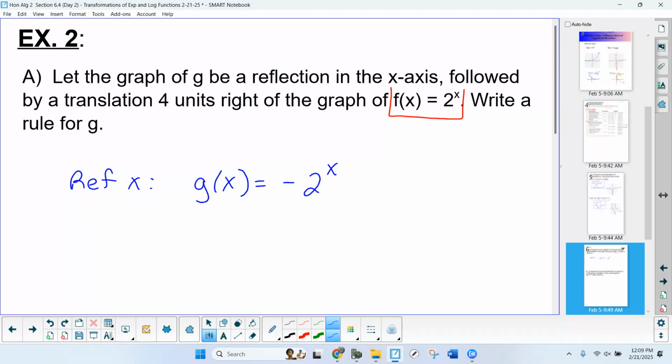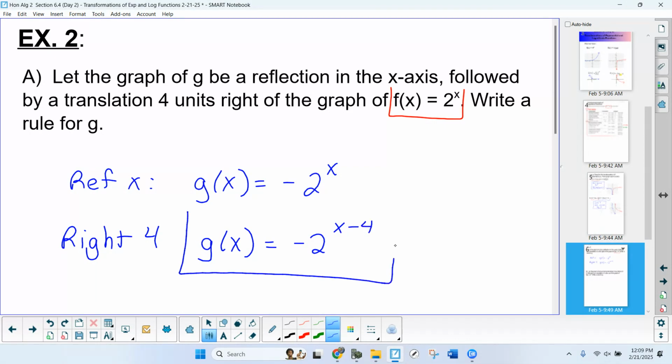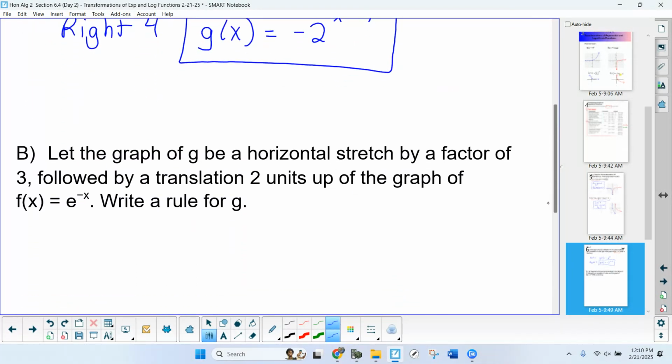Now we want to go right 4. What do you guys do when you go right 4? Where? Up with the X minus 4. Now, somebody might say, I put my X minus 4 in parentheses. You can have it in parentheses. You don't have to, because that is indicating it's up with the X. Questions on that one? Okay.